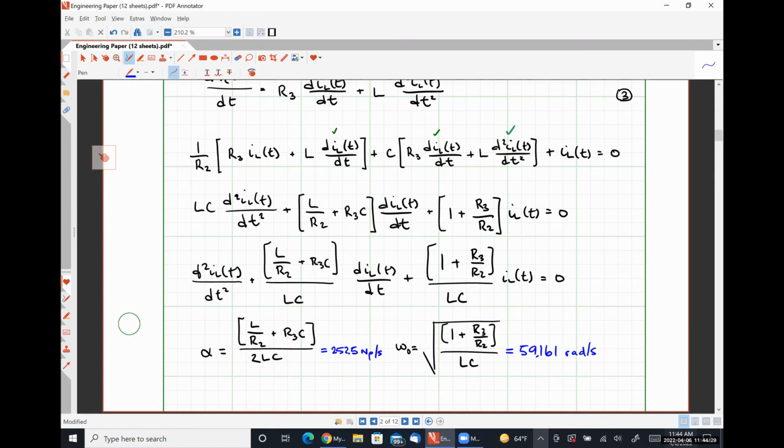Okay, so I got these numbers, Skylar got these numbers. Anybody have any opposition to us moving forward with the assumption that these numbers are correct? All right, so since alpha is greater than omega naught, this circuit is an example of an overdamped circuit. So while we are at this, we need to go ahead and calculate S1 and S2 based on these values.